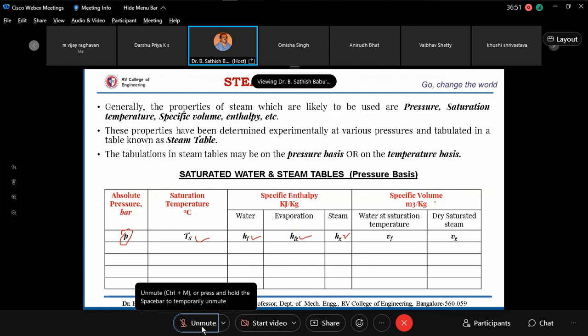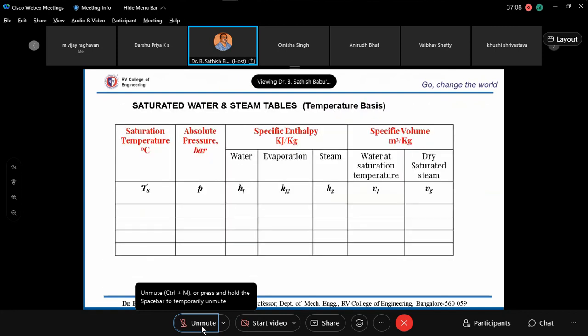This is pressure based, where the pressure will be given. For a given pressure, we take the other values from the table, substitute them in the equations and find the required values. The other one is temperature based, where we are given the saturation temperature, and this column is used to obtain all these values, and the corresponding values can be utilized for finding the other properties. So these are the two different tables.